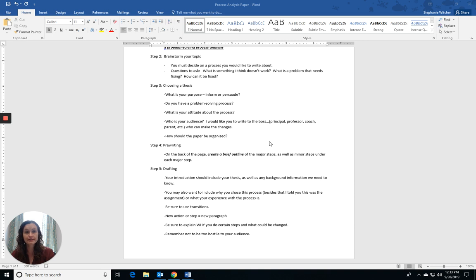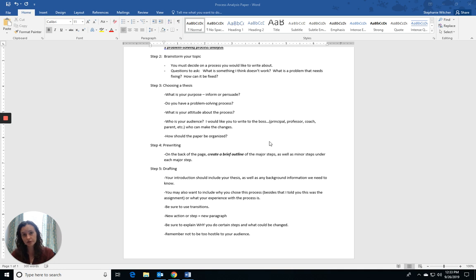Please be sure you use transitions. Otherwise, this paper will sound very choppy. Because the paragraphs may be short, depending on how long it takes you to describe each step of the process, you need very clear transitions that help us move from one step to the next step, to show connection between one step and the next step, and also to help the paper flow so it doesn't sound choppy. So be careful with that one.